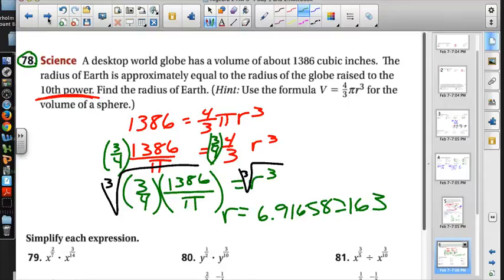raised to the 10th power. So now I have to take that little number and raise it to the 10th power. 250,562,113.2 is what my calculator spits out at me when I do that. So 250,562,113.2 for number 78. And the book really rounded like crazy there.